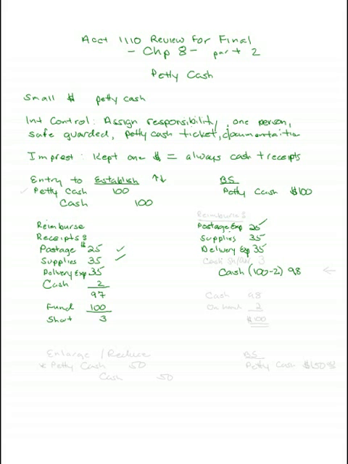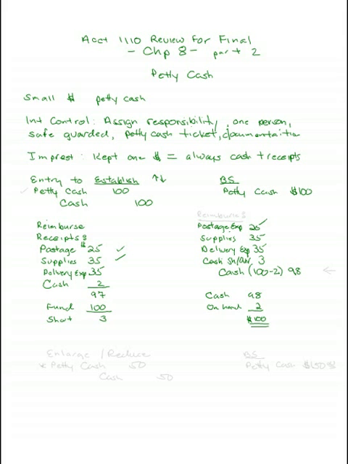And we know we're going to have a short, so we're going to debit an account called cash short and over expense. When we're over, it's a credit, and when we're short, it's a debit. And it is whatever we need to make this entry balance. And now we come up to the $98 we need. When you add the amount of cash you just wrote the check for to the cash on hand in the box, the petty cash fund is now back up to $100 and it's been reimbursed.